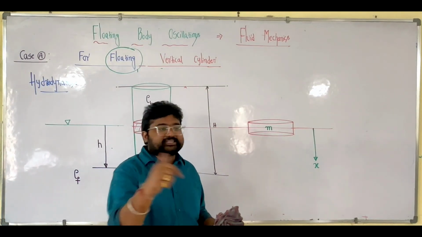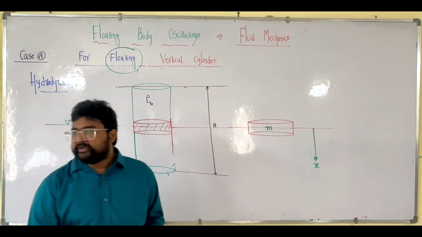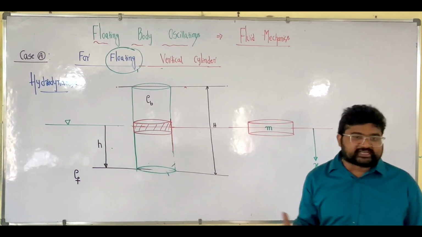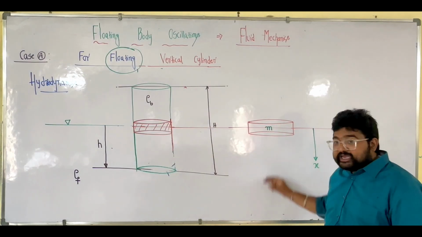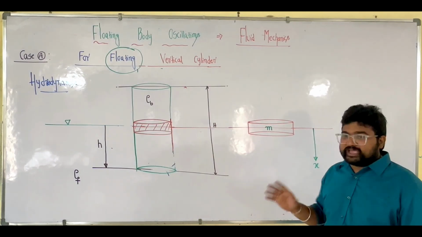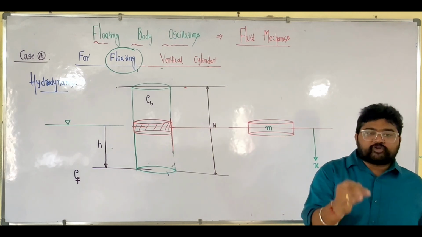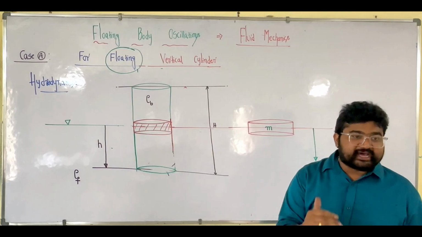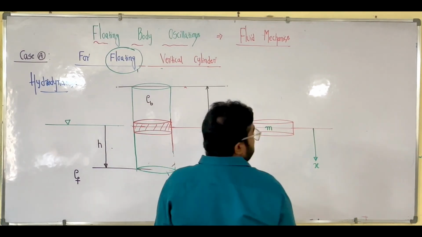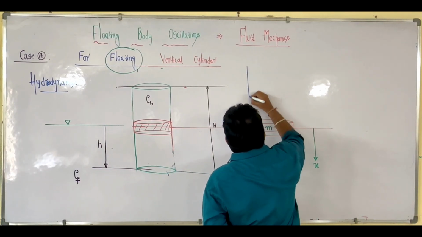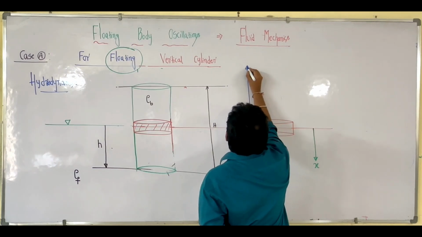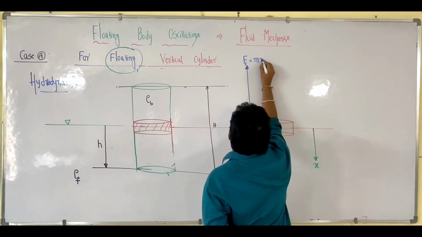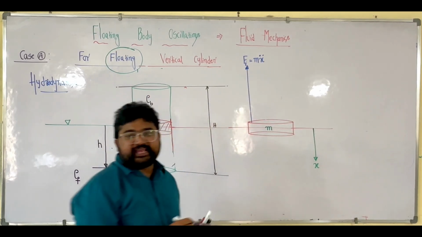Okay now, what else is associated with the element mass? Inertia force. The weight of the element mass is neglected in floating body oscillations. What else remains for the element mass? Inertia force, always opposite to the direction of motion. Inertia force equals how much? Mass into acceleration.